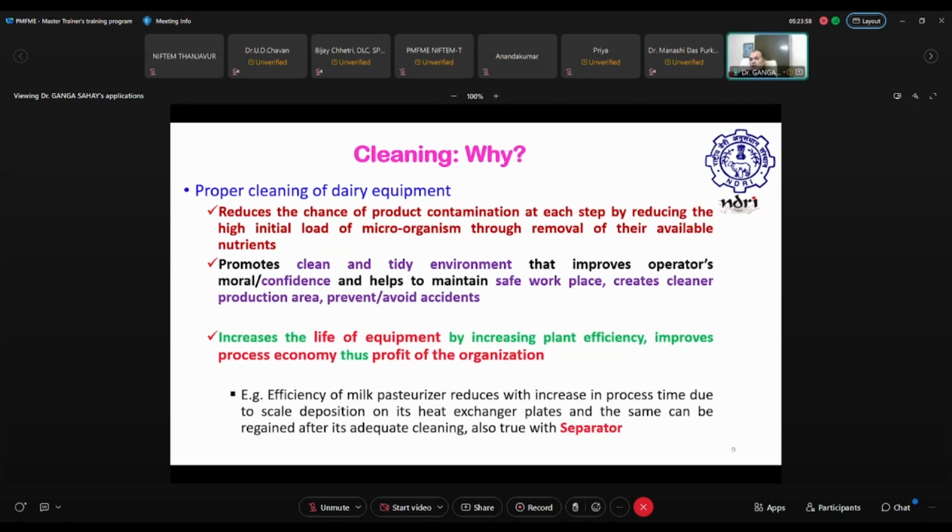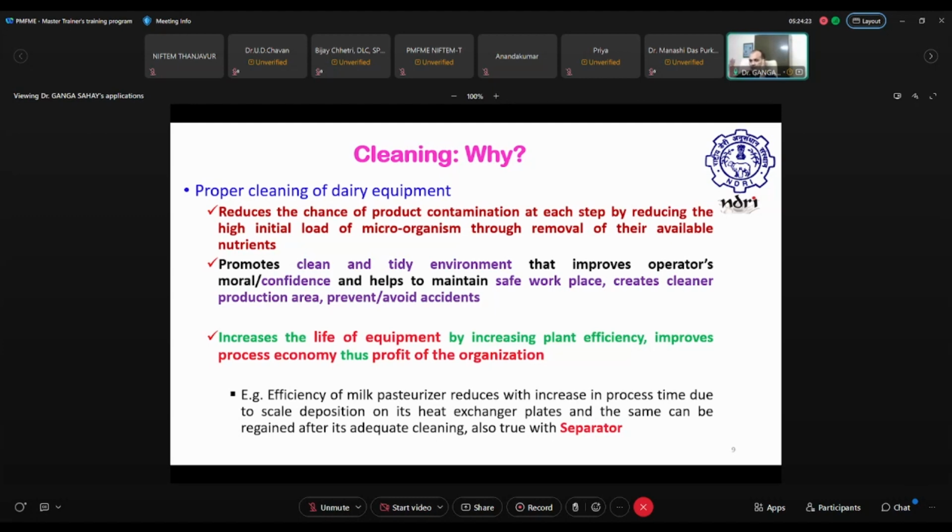Similarly, there is another example, which is known as the separator. You know that for the defatting or removal of fat from milk or some other substances, we are using a centrifugal machine, a centrifugal separator. When we are dealing with this, the centrifugal force is working on it, and during this, scale formation takes place. Sludge forms inside the separator.